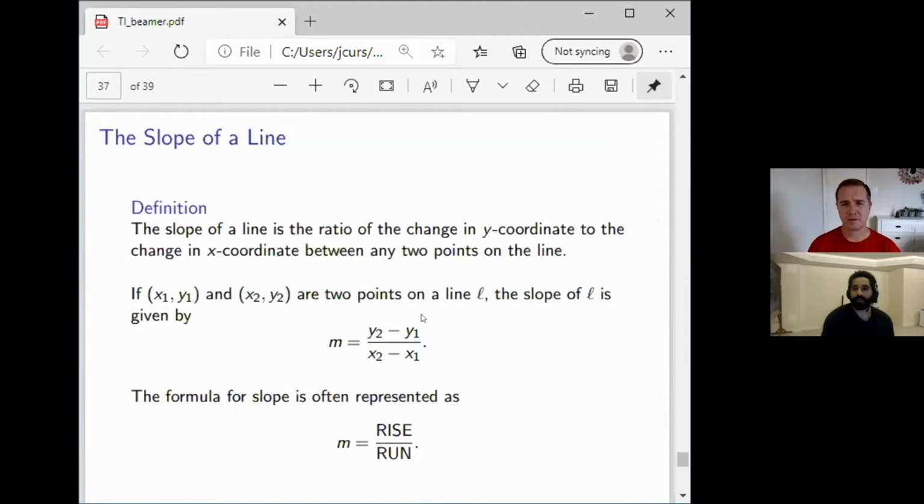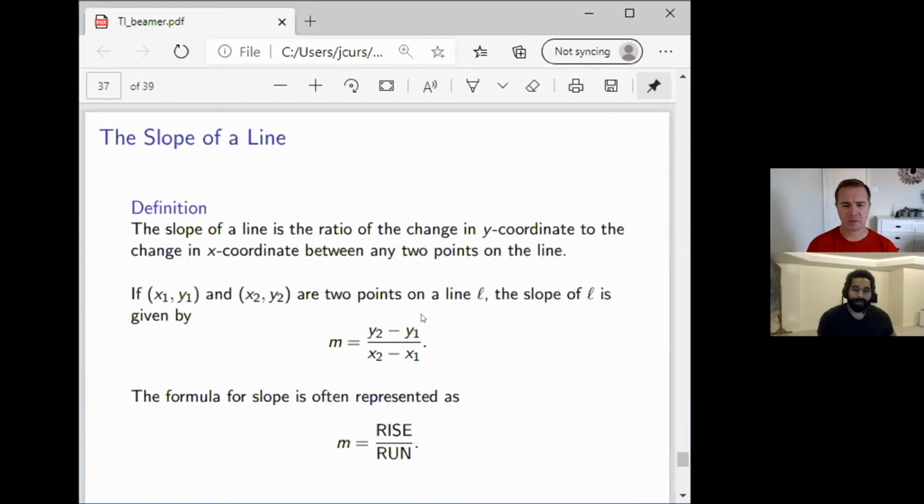Now why don't we talk about lines and their slope? So the slope of a line is the ratio of the change in the y-coordinate and the change in the x-coordinate between any 2 points on this line. Suppose we have 2 points on a line, (x1, y1) and (x2, y2). The slope of that line is just y2 minus y1 divided by x2 minus x1. You might remember this as rise over run, the change in y divided by the change in x. You might have even seen it written as delta y over delta x. There are a lot of ways you can write and talk about this idea of slope.